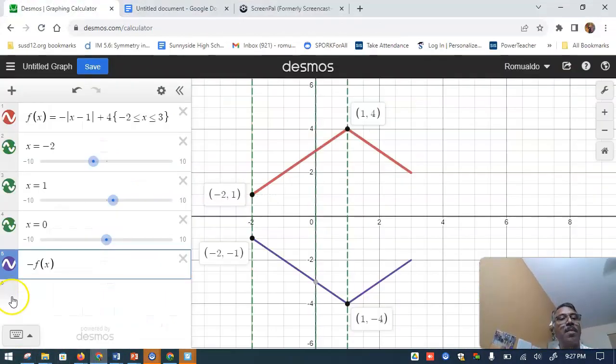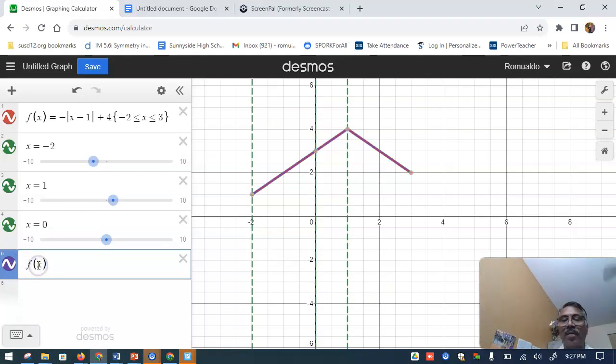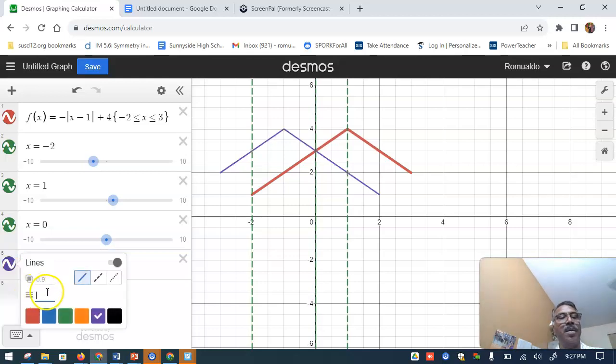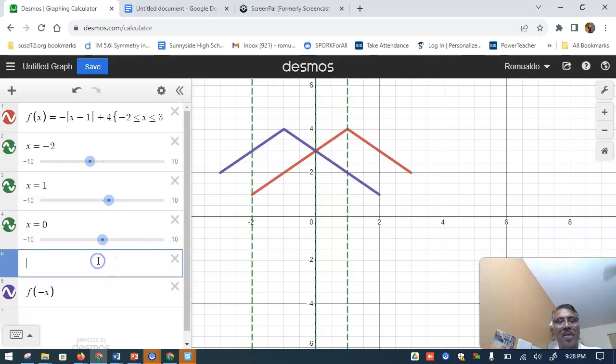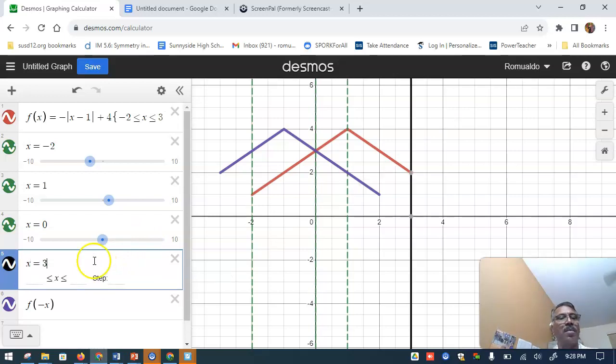This time I'm going to take off this minus here. I want to reflect it over the y-axis, so minus it. So what does it mean is the red graph, let me make it a little thicker so you can see the red graph. x equals, I missed something here. The original x equals was 3.